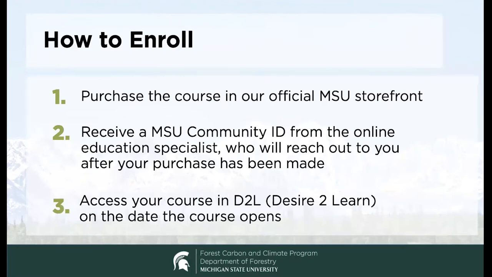To enroll, you would first purchase the course in our official MSU storefront. You'll then receive a community ID from our online education specialist, and they'll reach out to you after the purchase has been made with this community ID information. And then you'll be able to log into D2L with this community ID, and all you really need for that is an email address, and that'll be set up for you. So you'll get a login, and then you'll log into D2L, and the course will appear in your login, like the screenshots I showed originally.